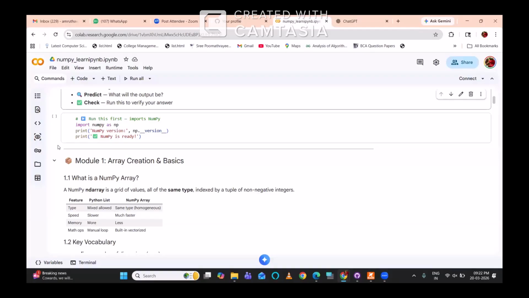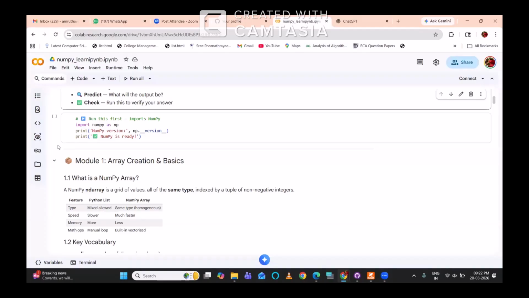So whenever you need to refer to Numpy, you can use np as an alias. Okay. So there you can see import numpy as np and Numpy version. To get the version, np dot underscore underscore version underscore underscore. And finally, it is printing Numpy is ready.